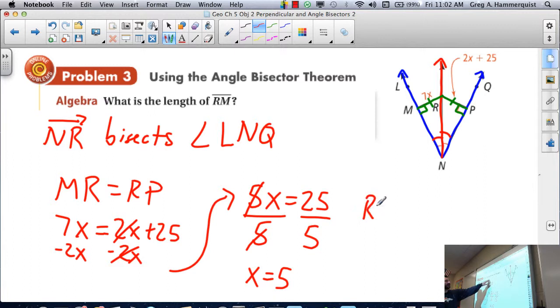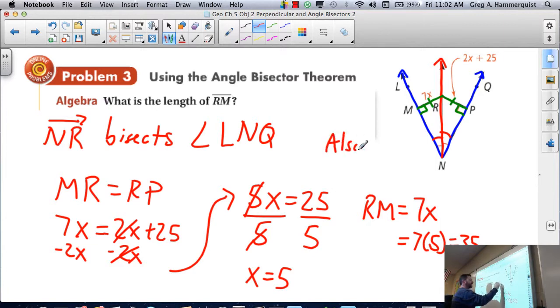Okay, well, segment RM, again, is 7x. And since we know that x is 5, that's 7 times 5, or 35. And again, that should also then not only tell us RM, but it should also give us RP. RP and RM have to be the same. So just as a side note, we can also say that RP is also 35, right? Those two things have to be the same.